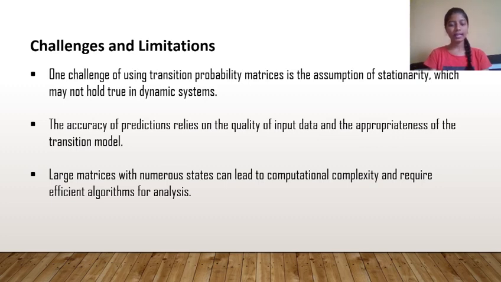So, what are the challenges and limitations of the transition probability matrix? One challenge of using transition probability matrices is the assumption of stationarity, which may not hold true in dynamic systems. The accuracy of predictions relies on the quality of input data and the appropriateness of the transition model. Large matrices with numerous states can lead to computational complexity and require efficient algorithms for analysis.